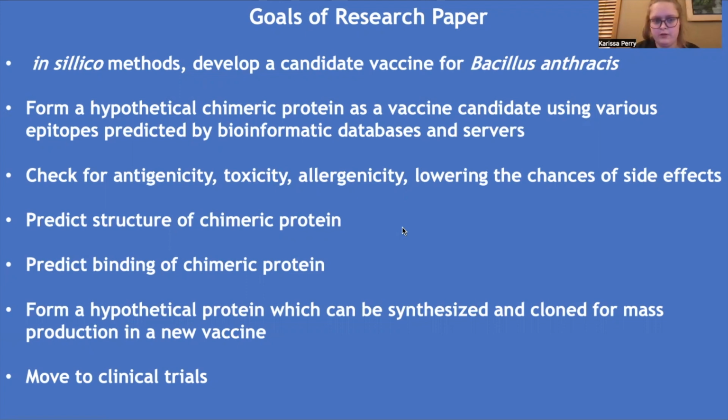And the researchers do this by predicting the structure of the chimeric protein and the binding of the chimeric protein to anthrax receptors. And then this hypothetical protein can be synthesized and cloned for mass production in a new vaccine. So the goal is to develop a potential epitope-based chimeric protein that can then be moved into wet labs and clinical trials.